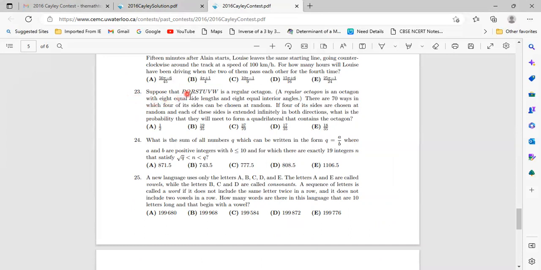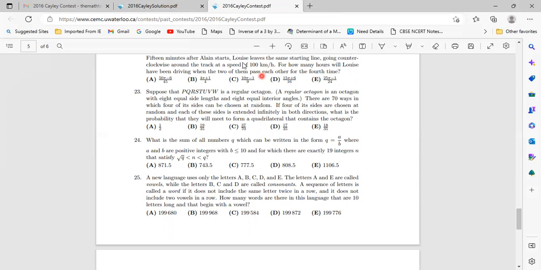Suppose that PQRSTUVW is a regular octagon. A regular octagon is an octagon with 8 equal side lengths and 8 equal interior angles. There are 70 ways in which 4 of its sides can be chosen at random. If 4 of its sides are chosen at random, and each of the sides is extended infinitely in both directions, what is the probability that they will meet to form a quadrilateral that contains the octagon?